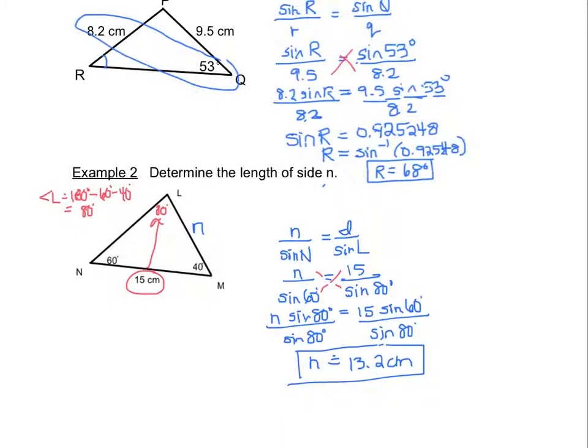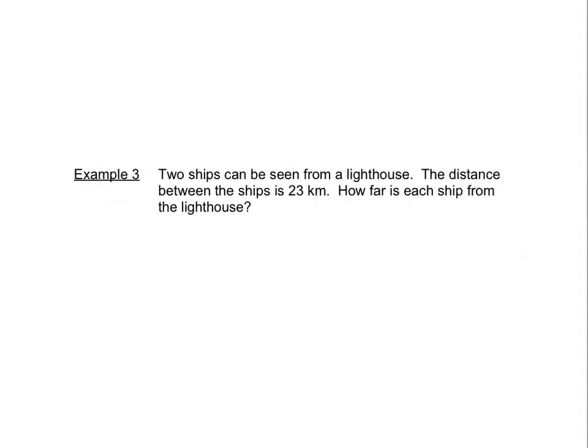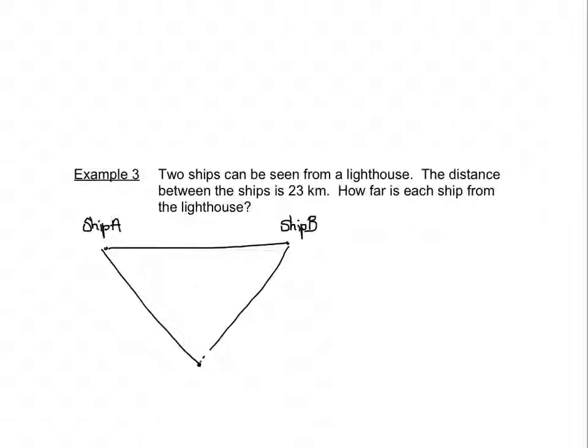Okay, we'll go through one more example, which is a word problem. It says 2 ships can be seen from a lighthouse. The distance between the ships is 23 kilometers. How far is each ship from the lighthouse? However, I realize now that your diagram is missing. So we need to create the diagram here. All right, so we've got ship A and ship B and a lighthouse down here.